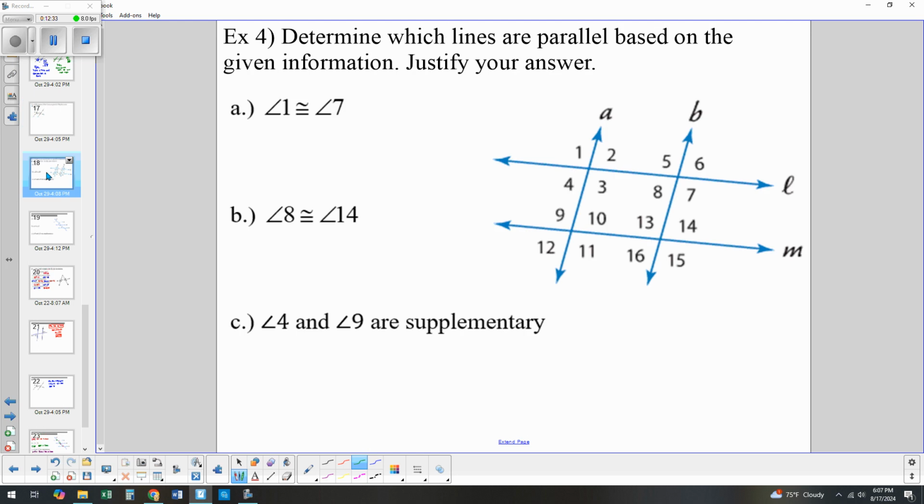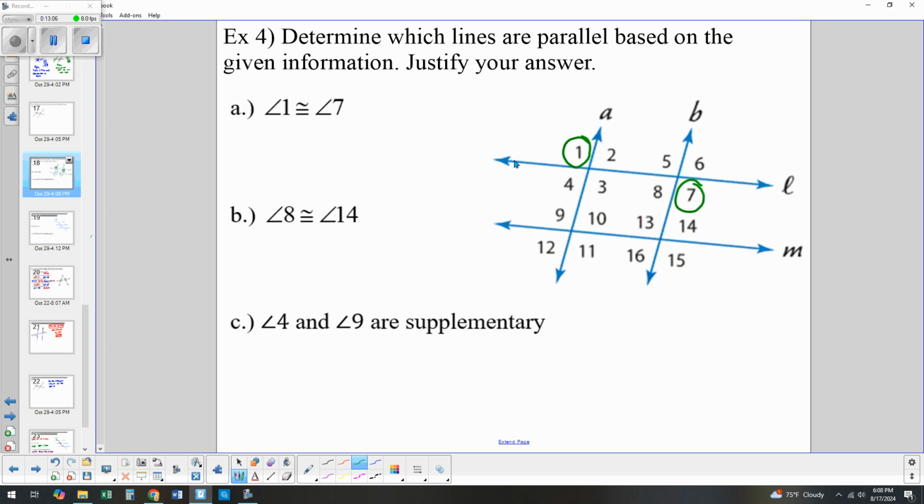The last kind of problems we're going to do are determine which lines are parallel based on the given information. And again, we're going to justify our answer with one of those converses. So I'm going to start with angle 1 and angle 7. And they're telling me that they're congruent. So that would mean that they would have to be alternate interior angles, alternate exterior angles, or corresponding angles, right? Because congruency only means those three. Supplementary means anything with the word consecutive in it.